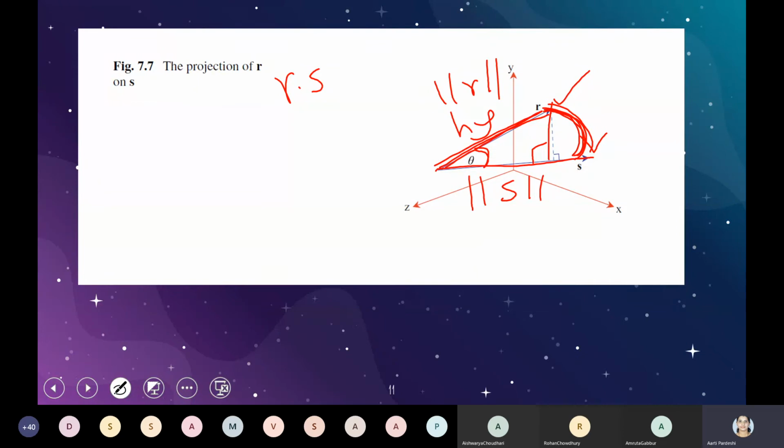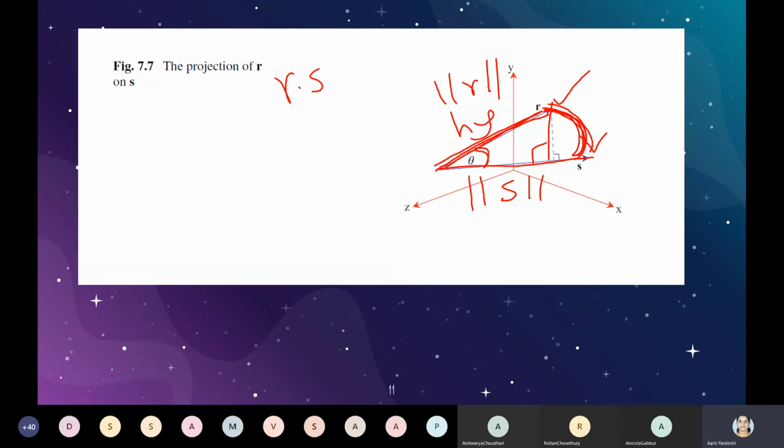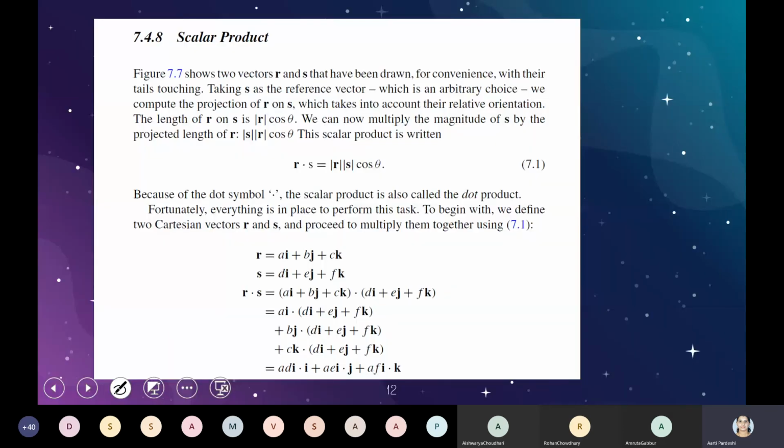So when you say I want to calculate the dot product of R and S, let me use the other color. It is nothing but magnitude of R into magnitude of S into cos theta. I am repeating it again: magnitude of R into magnitude of S into cos theta is nothing but R dot S. So if it is graphically clear, let me check it with the help of these values also.